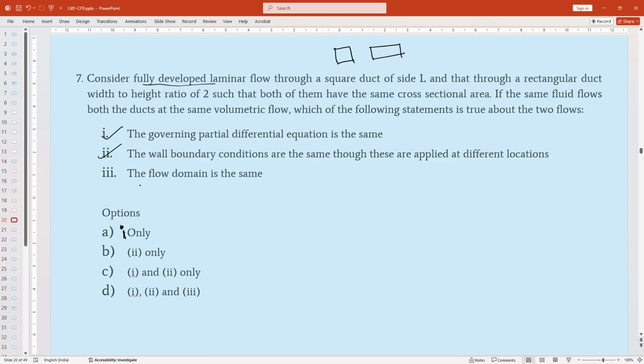And third statement, the flow domain is same. So we can say the flow domain is not same. Even though they have same cross-sectional area, the flow domain is not same, because one will be having a square domain, the other will be having a rectangular domain. So our answer is 1 and 2 only. That is our option C.